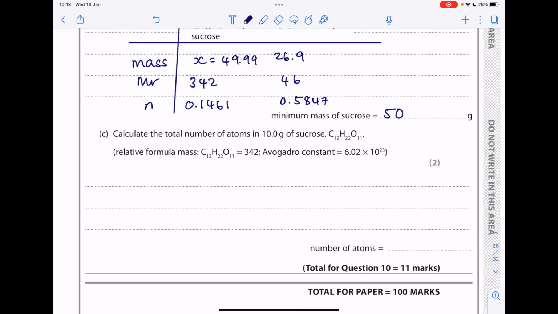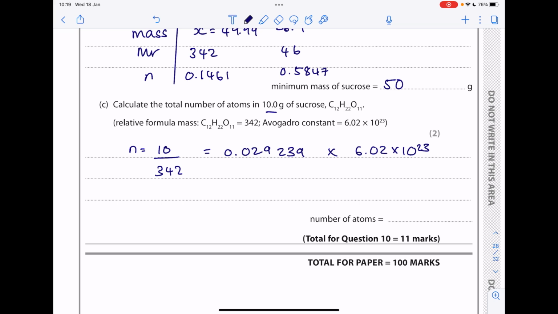Calculate the total number of atoms in 10 grams of sucrose. Here's your relative formula mass and Avogadro's constant. So first of all, find the number of moles by doing mass divided by MR. Then you want to multiply it by Avogadro's constant, but be careful, it says the number of atoms, so you also need to add up how many atoms there are here. So that's 12 plus 22, which is 34, so that's 45. So our final answer is 7.92 times 10 to the 23 to 3 sig fig.